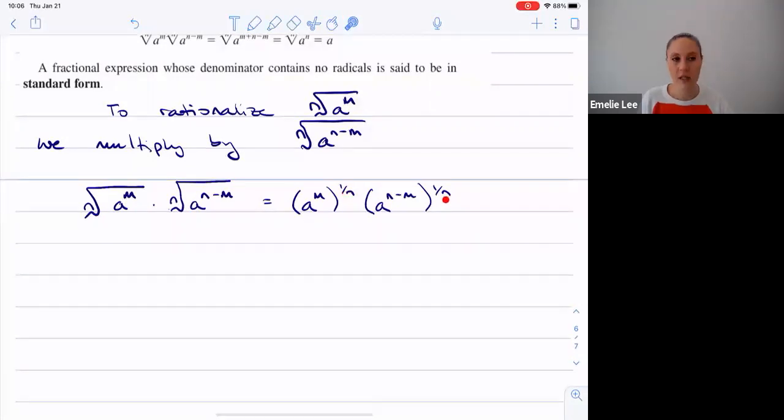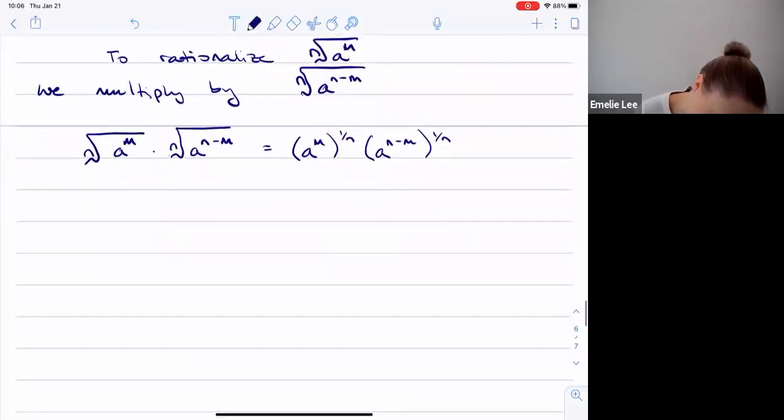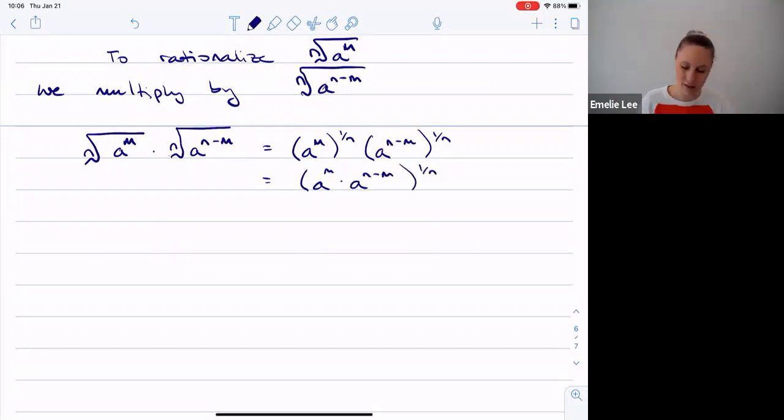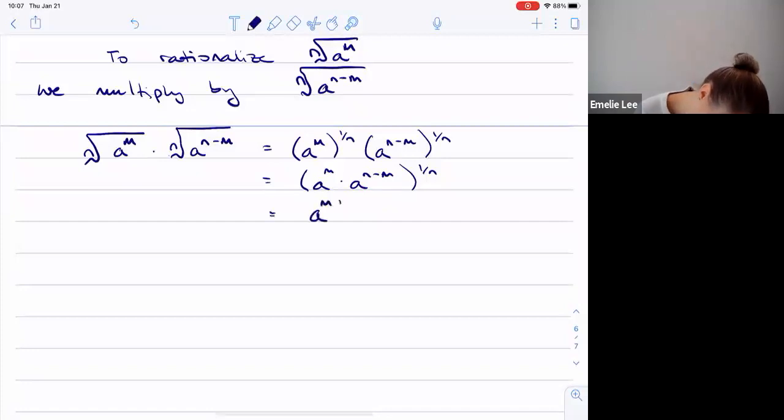If I have the same exponent, remember that it was the lesser used exponent laws, I can extract that to the outside, right? And so here what I have is a to the power of m times a to the n minus m to the 1 over n. Now I've got the same base, so I can combine these by adding the exponents, keeping in mind that n minus m is one thing, right? And so this becomes a to the m plus n minus m all to the power of 1 over n.